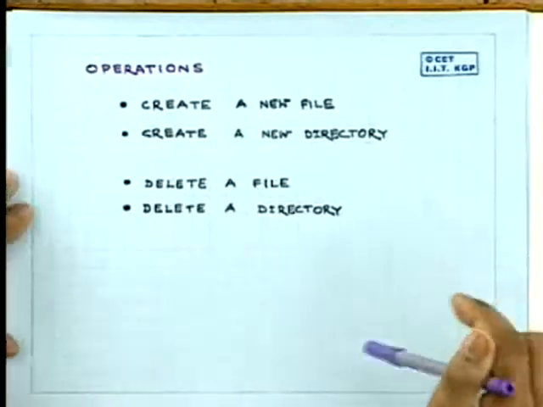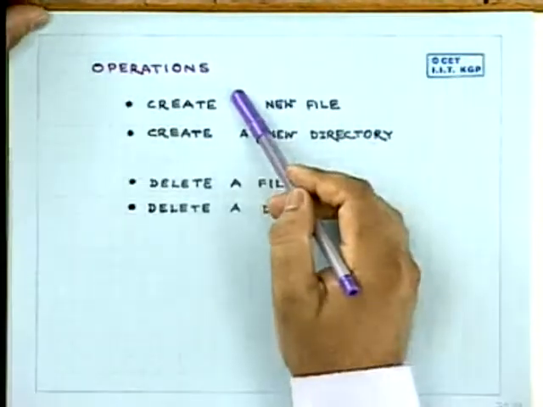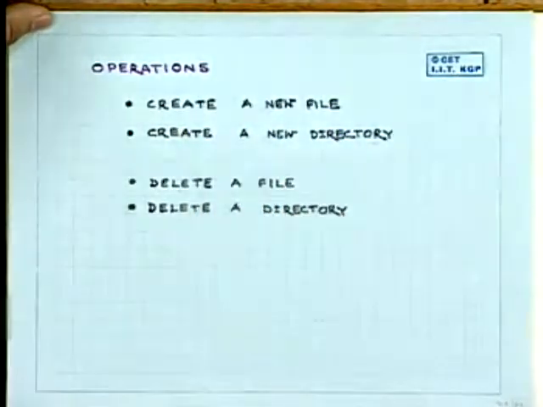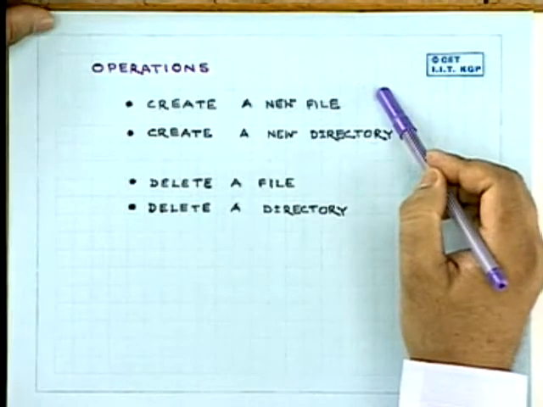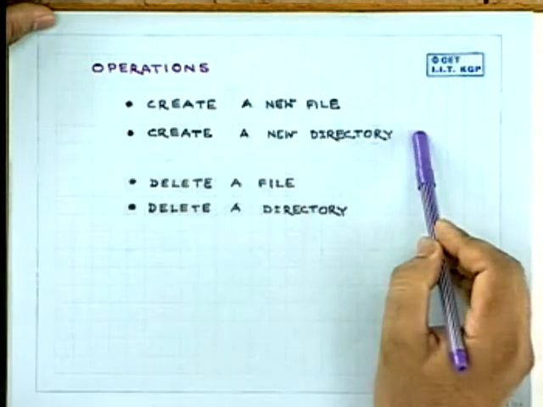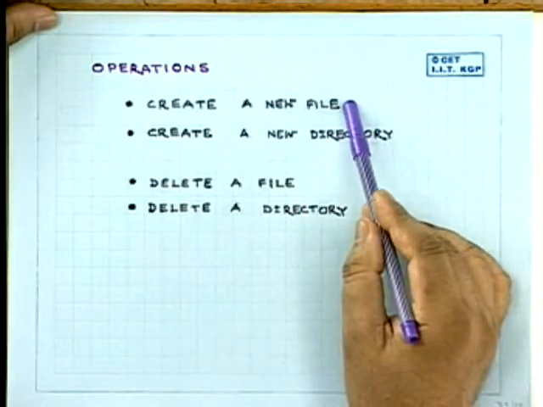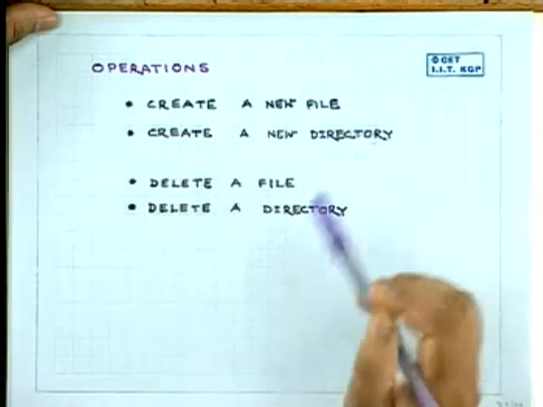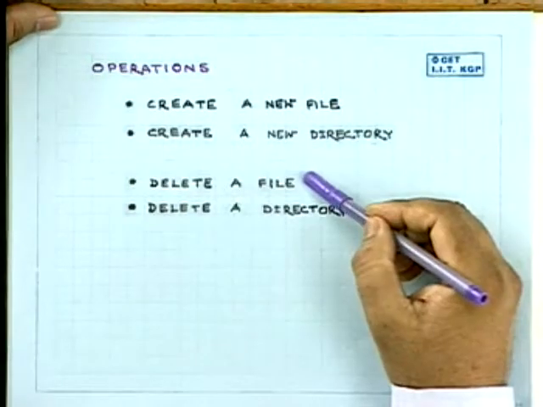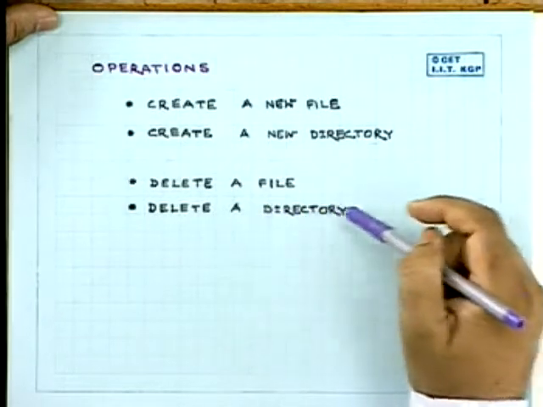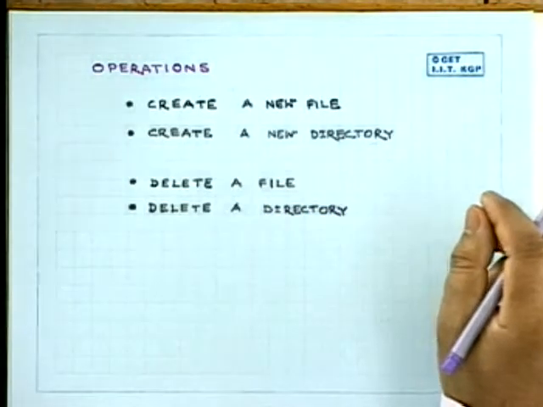Now, let us come to the operations that we can do on such a file system. We can create a new file, we can create a new directory. A new file or a new directory will be created in the directory which is the present working directory, right? Similarly, you can delete a file or you can delete a directory as well.